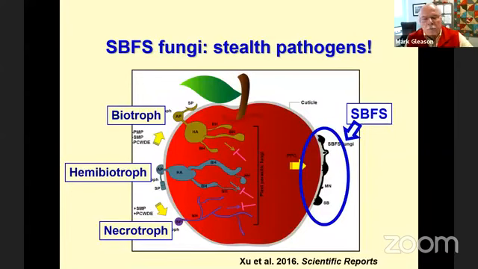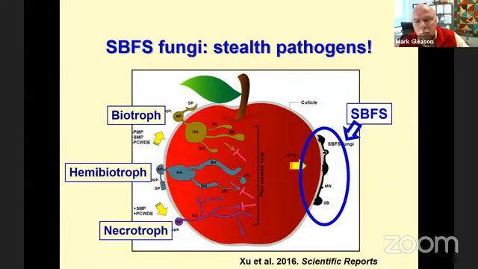Another good overview from Dr. Xu. This is from his 2016 paper. This really contrasts, I think, in a very clear visual way, what's going on that's different with sooty blotch and flyspeck fungi. So on the left, you have the more common penetrators, the biotrophs, the hemibiotrophs, and the necrotrophs attacking the plant. And once these fungi begin to attack apples and engage or attack the live tissue, there's a whole series of plant defenses that come into play.